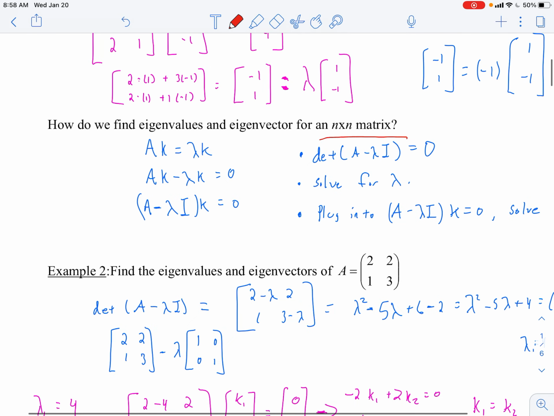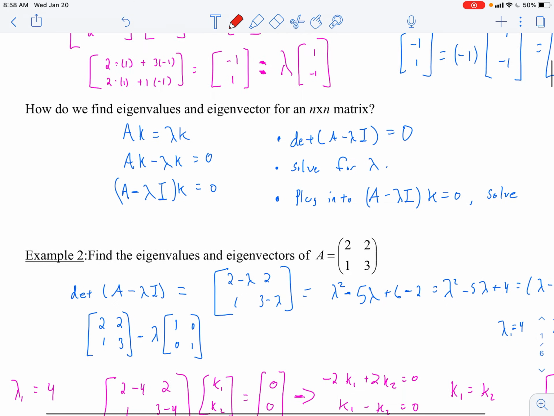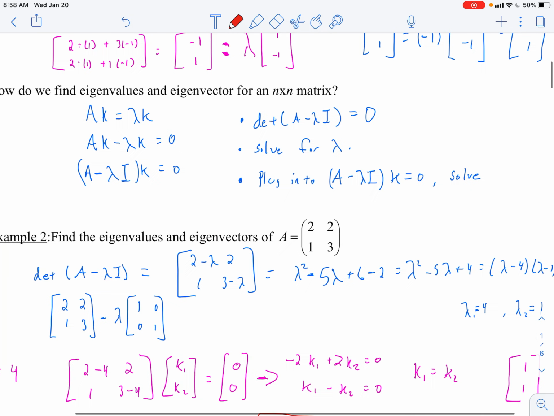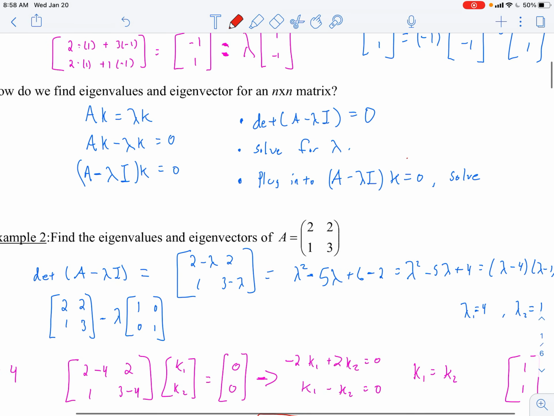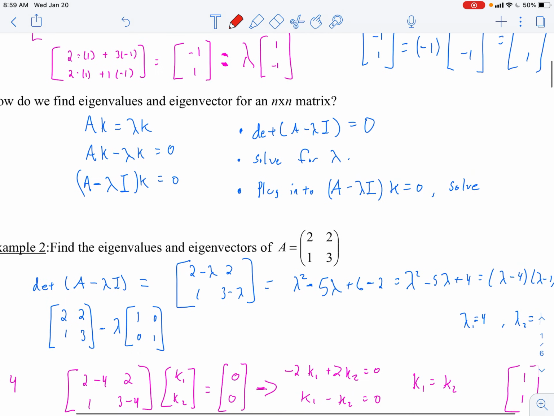So the first thing we want to do is find the determinant of A minus lambda I. Once we find the determinant, we're going to set that equal to 0 and solve. Once we solve, we'll be able to find what our eigenvalues are. After we find our eigenvalues, we're going to plug those back into the left-hand side, set that equal to 0, and solve. So let me show you what I mean.